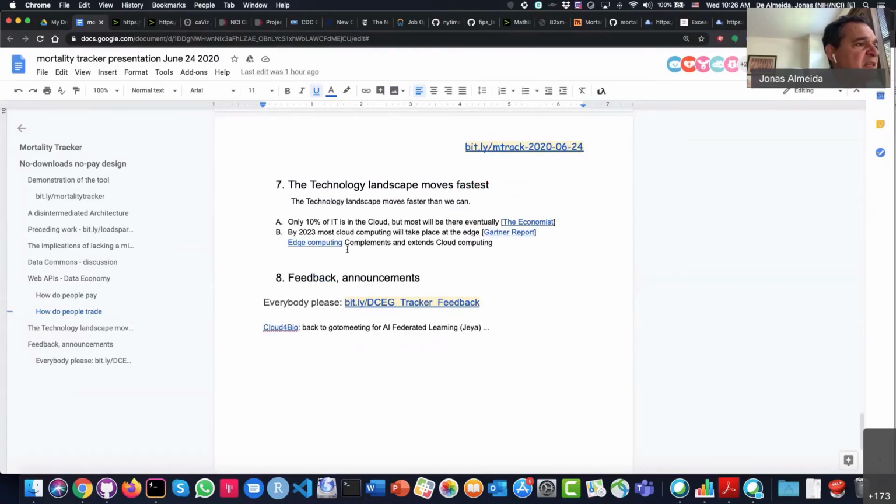And we are almost at the last one. So some data points for what's going on around us. You see this in last week's Economist. Only 10% of IT is in the cloud. So IT is around a $4 trillion industry. 400 billion are in the cloud. But the expectation is that most of it will be there. So this gives us some pause.